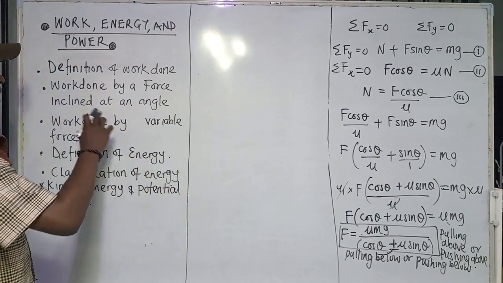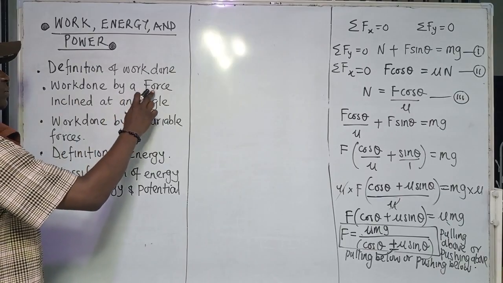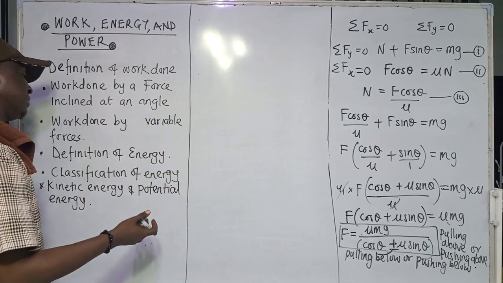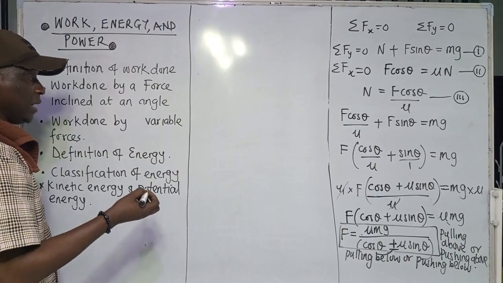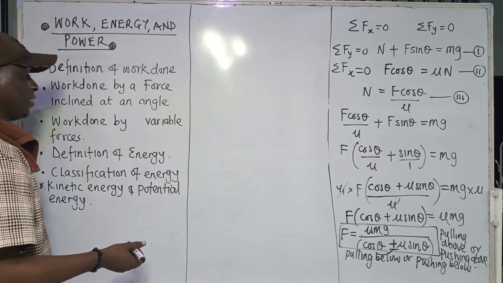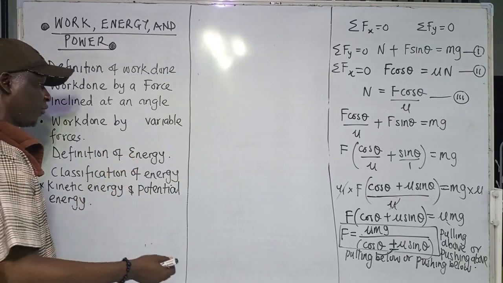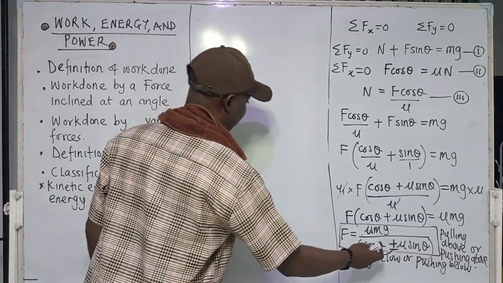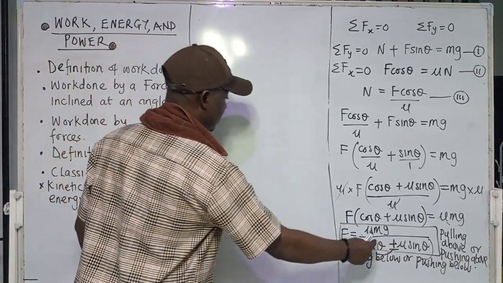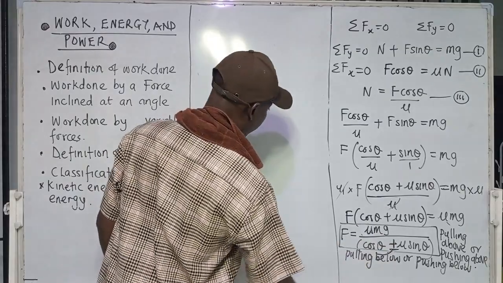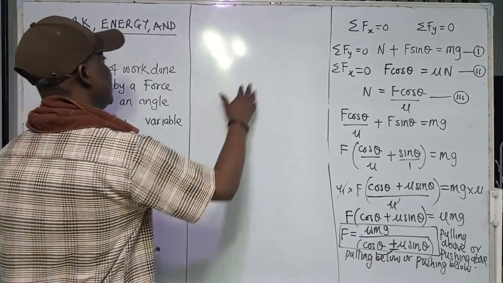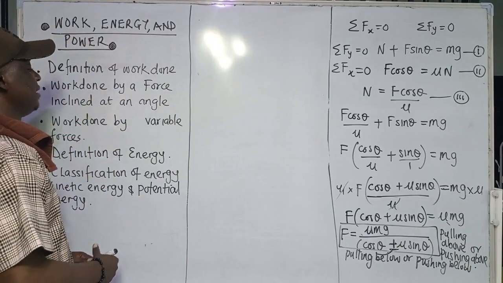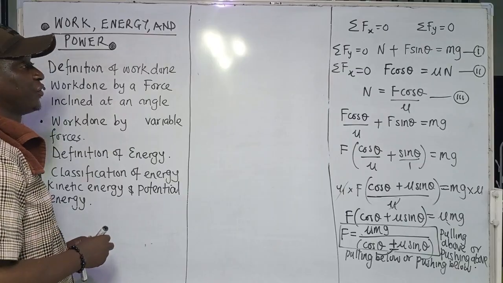Now we have analyzed work done by a force inclined at an angle, maybe on a smooth surface, which is work done equals F cos theta times distance. Then when it is acting at an angle on a rough surface, pulling above is plus, pulling below is minus, pushing above is plus, and pulling below is minus. Now let's see, because we don't want to prove the other one again and waste our time, the work done by variable forces.